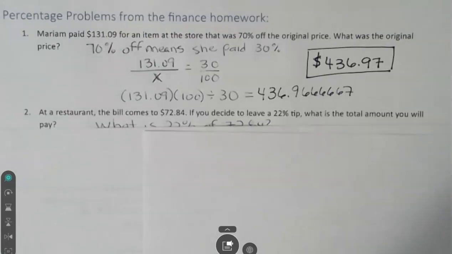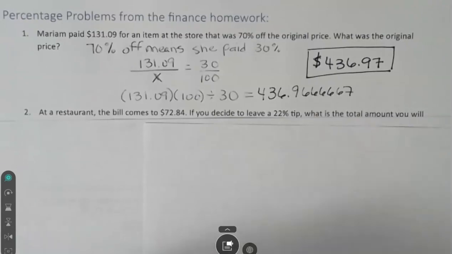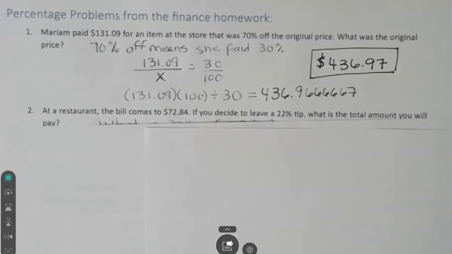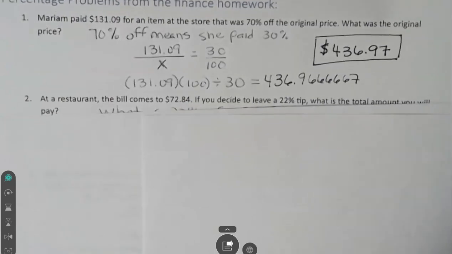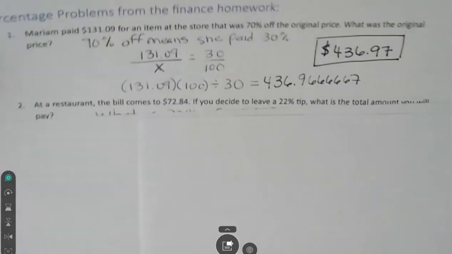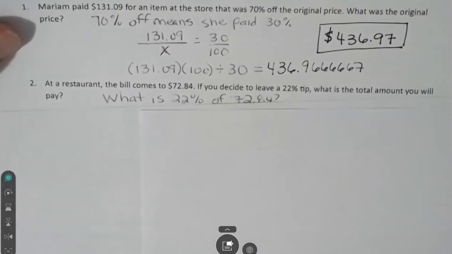Okay, the second problem. At a restaurant, the bill comes to $72.84. You decide to leave a 22% tip. What was the total amount you will pay? That's what it says, you'll pay. So not just the tip, but also the original amount. We can do this a few different ways. The way I'm going to do it is to find the tip and then add the tip onto the bill.